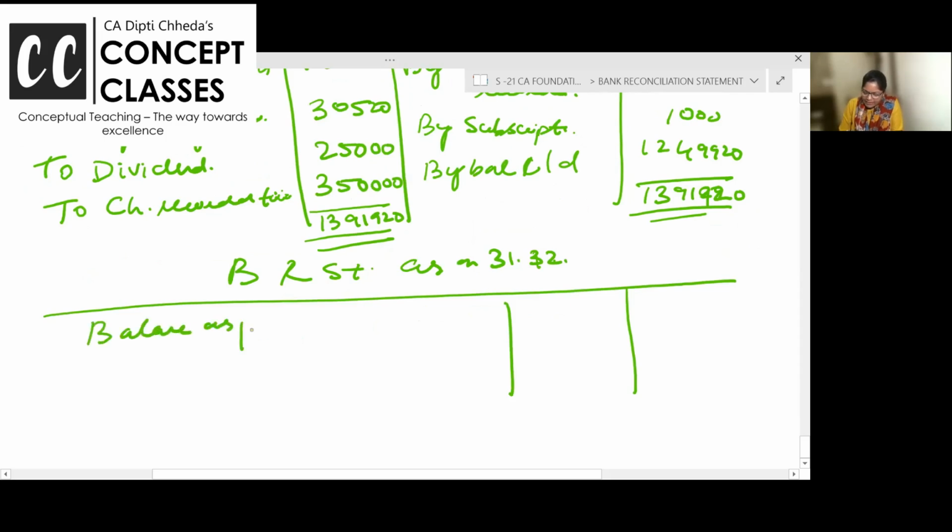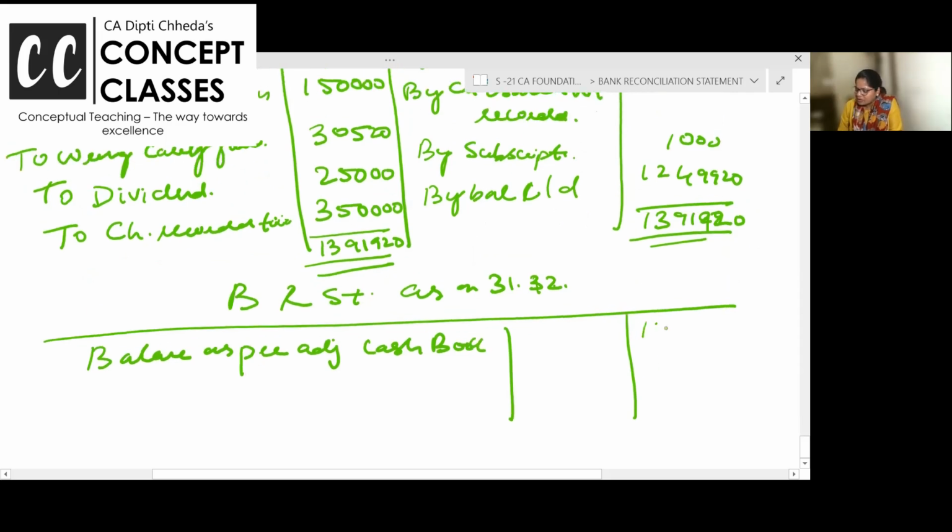Balance as per adjusted cash book. How much is it coming, adjusted cash book? 12,49,920. Now only one adjustment is pending. Check with me. Only one adjustment is pending.